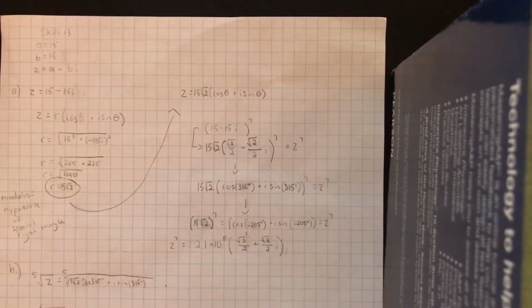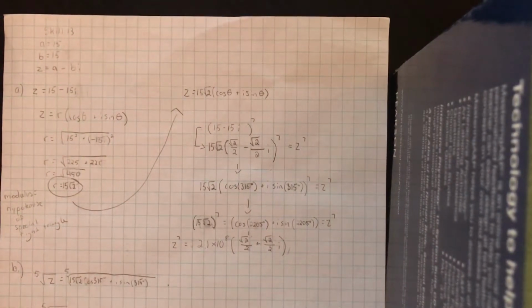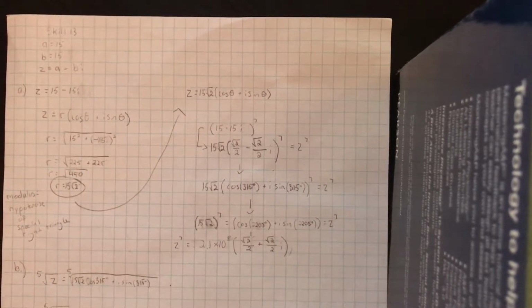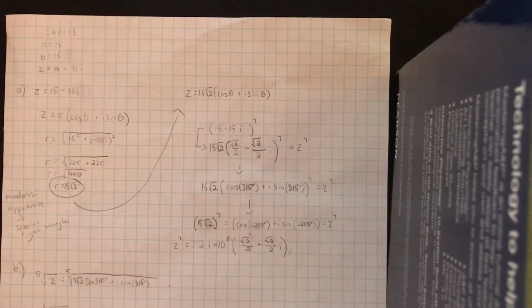Okay, so for this problem, we need to choose an a and a b value that create a special right triangle that could be the legs of a special right triangle. My a and b were both 15.